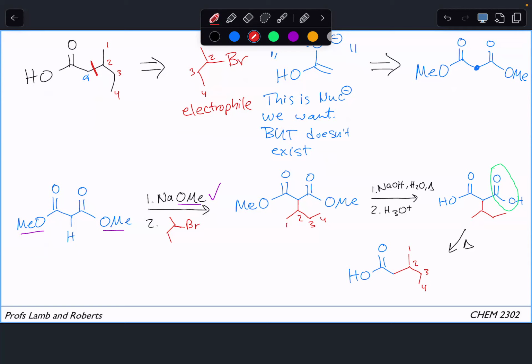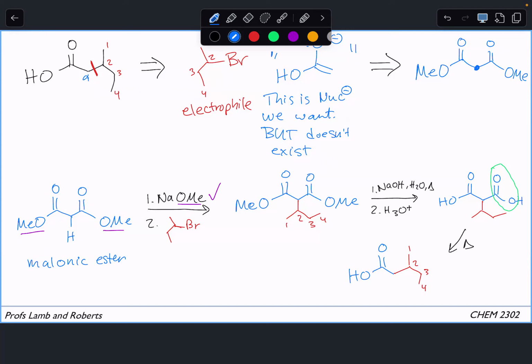Okay. So this is a really common sequence of reactions that's sometimes called malonic ester synthesis, because this is a malonic ester, which is the ester form of malonic acid. But sometimes you'll see it called malonic ester synthesis because it starts with malonic esters. Okay, questions on that? We're just going to do a bunch of examples, but does that concept make sense?